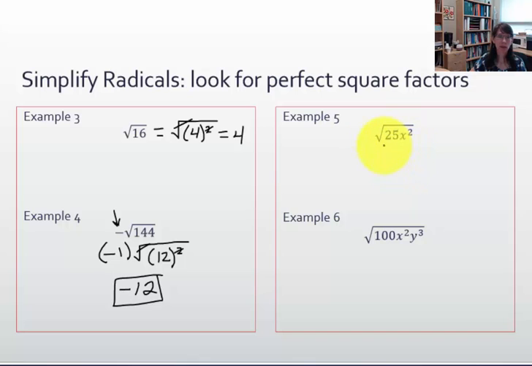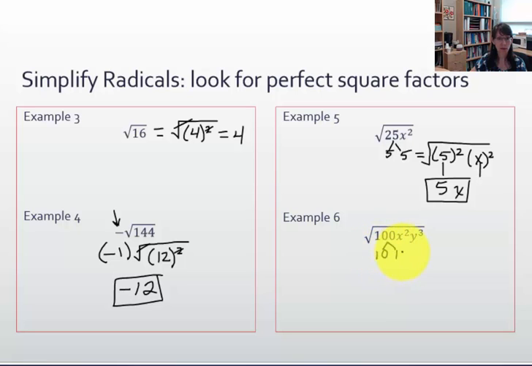With example 5, we have the square root of 25x squared. If you like to think of 25 as 5 times 5, you can see that is a quantity of 5 that's being squared under the radical. And we also have x squared. That's also a perfect square. So the terms that clear the radical would be 5 and x. That would be 5x. With example 6, 100, hopefully again, is a recognizable perfect square.